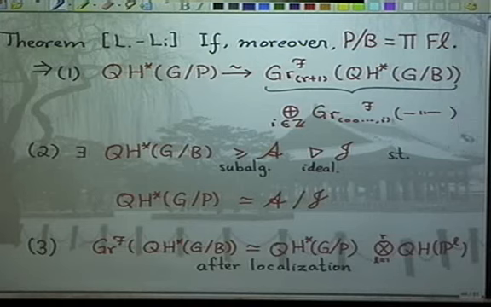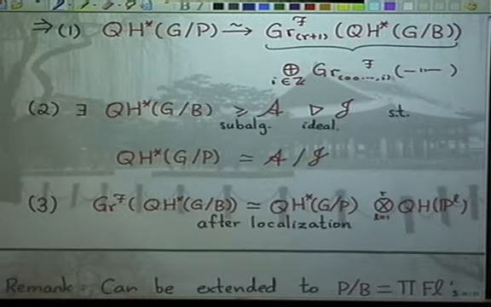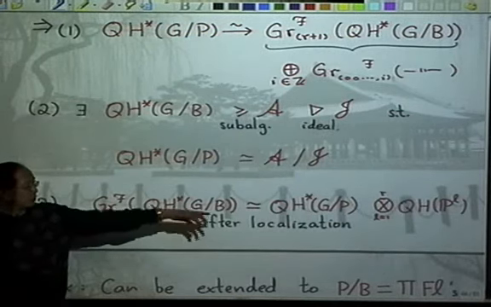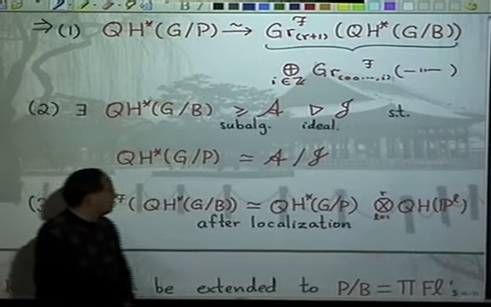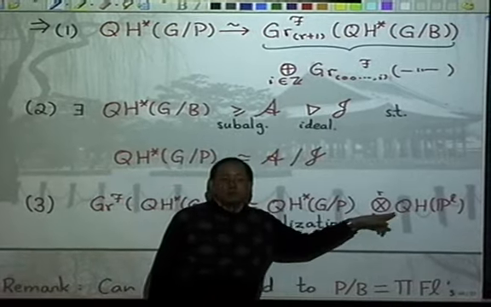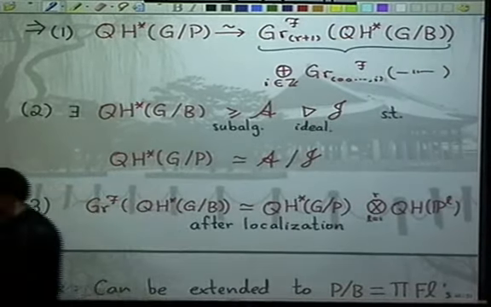You can also describe it as a subalgebra divided by an ideal, from the first description. Also you can describe the tensor product: just like in the spectral sequence, the graded pieces of the cohomology of G over B are the product of those of G over P and so on. But for this we need to do a localization for this quantum cohomology.